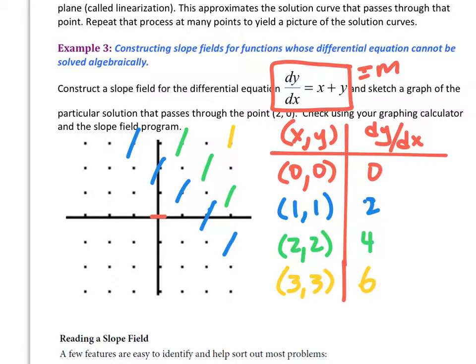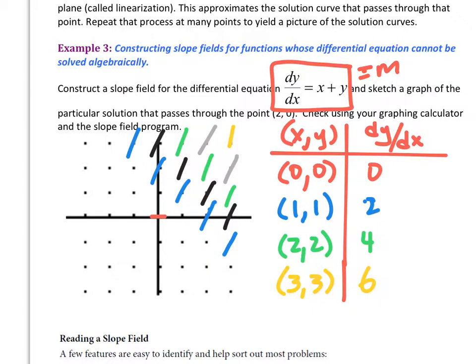Well, what about x is 2 and y is 1? If I add those two together, I get 3. So in here, I'm getting 3's. So you can see this slope field starting to take shape. I'm going to just put another grouping of these here. So at 3, 2, I would have a slope of 5. This would be 5 as well.